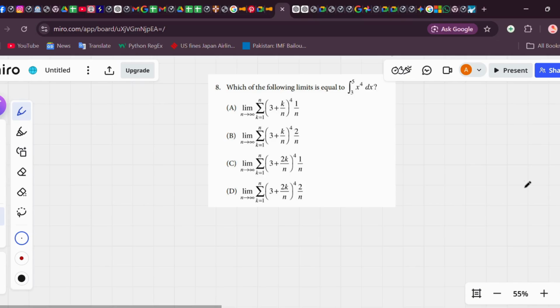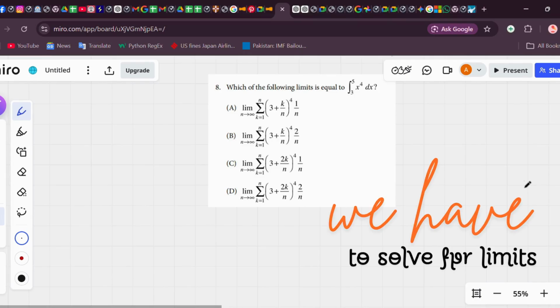I'm back with another question, and this question is about limit functions. Which of the following limits is equal to the integral from 3 to 5 of x to the power 4 dx? So we have to find out which of the following limits is equal to the function given in the question. This is actually the Riemann sum form.